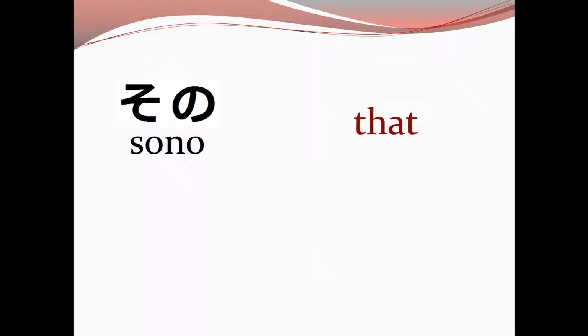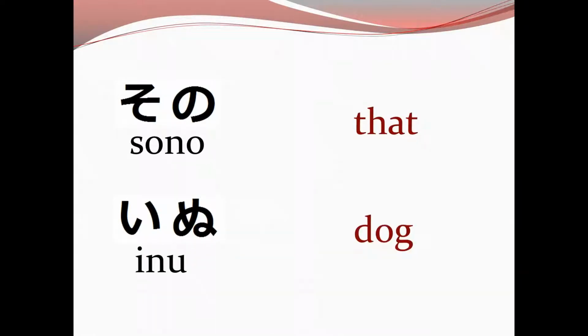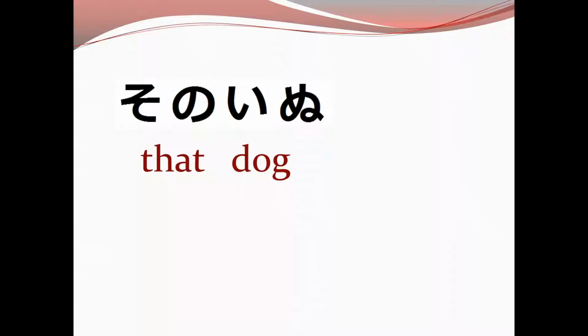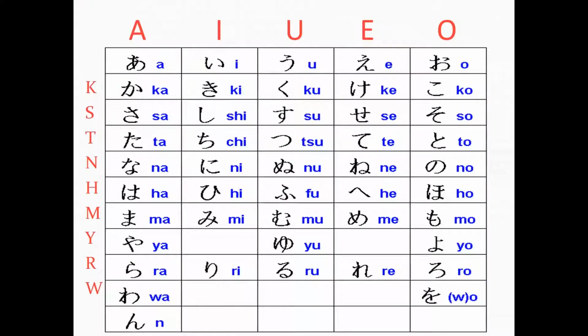Now that was a lot of information and I do not expect that you have memorized anything yet, but I just want to give you a couple of examples. So here we have the symbol for so, and here's the symbol for no. Put them together and you have the word sono, which means that. Or how about I, nu, inu, which means dog. Sono inu, that dog.